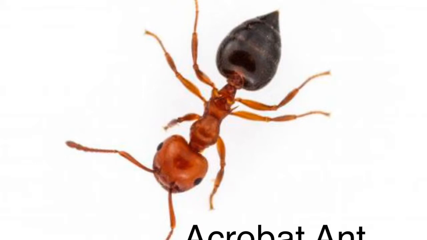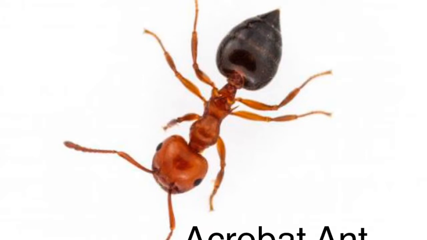Okay, now let's take a look at the Acrobat ant. Now, the Acrobat ant is another one of the 2-node ants that are very popular in North Texas. The Acrobat ant is a light brown to a dark brownish black. The antenna has 12 segments and a 3-segmented club. The abdomen is shaped like a heart.